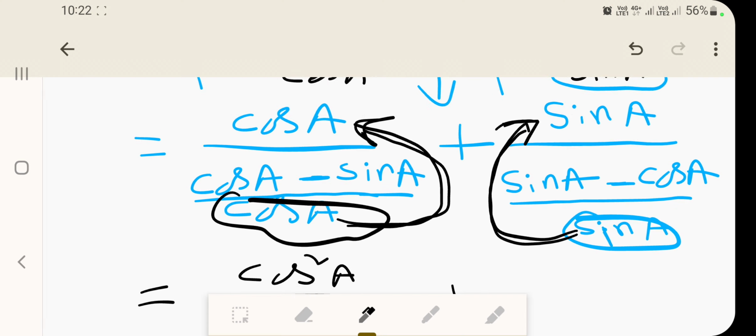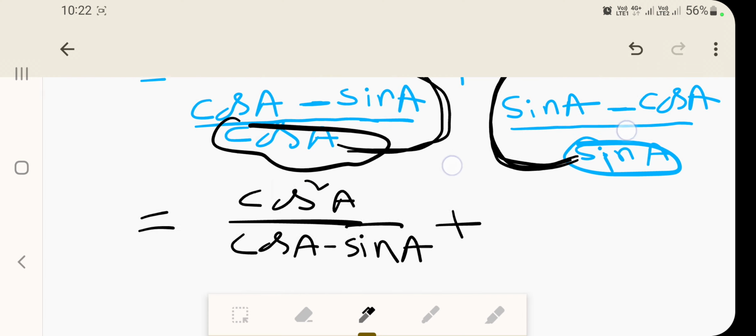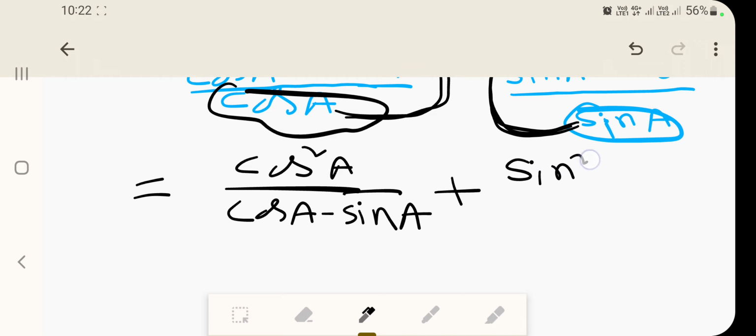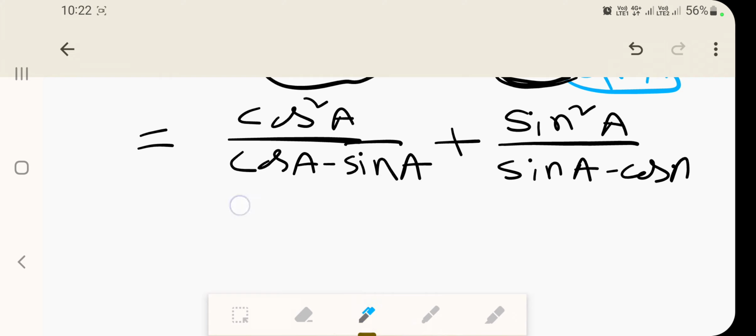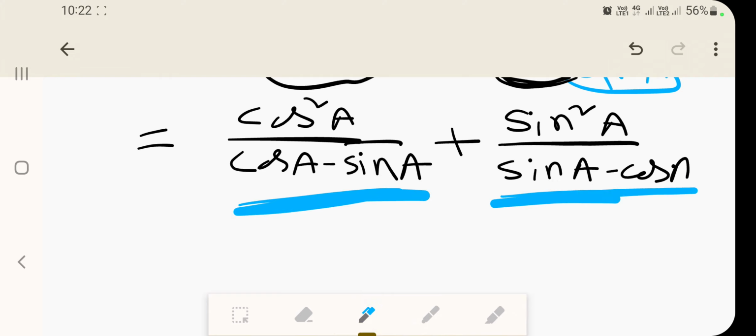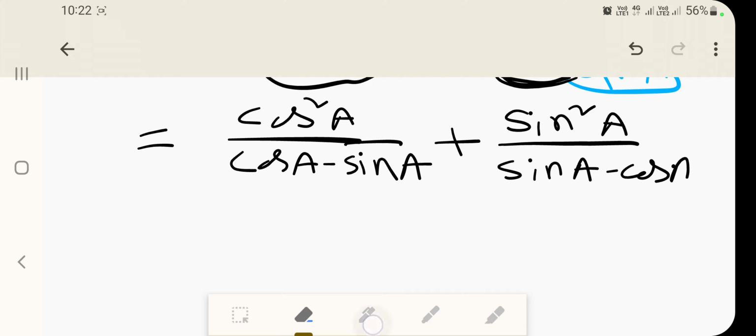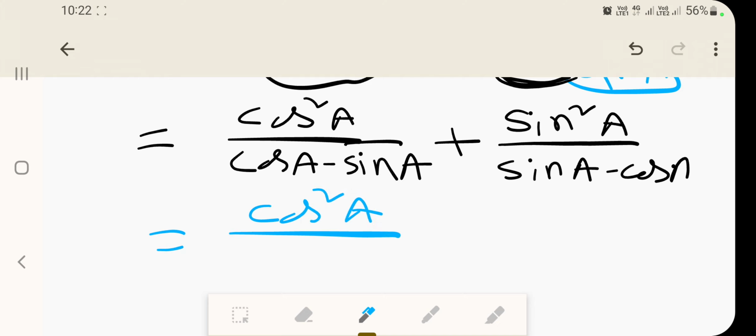In the second term, sin into sin, we get sin square A, whole divided by sin A minus cos A. If you observe here in the denominators, this one is cos A minus sin A, this is sin A minus cos A. So we take out minus common from any one of the denominators, so that we can make both the same. So cos square A we write as it is, divided by cos A minus sin A.